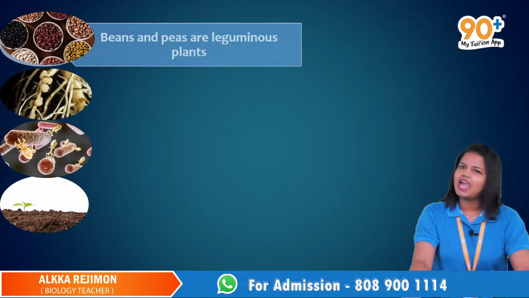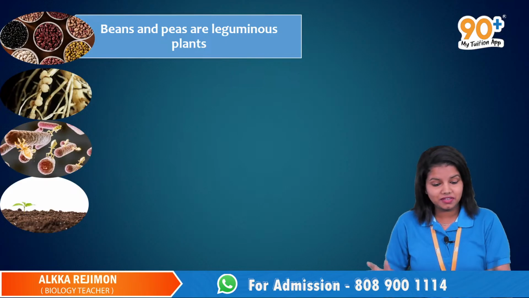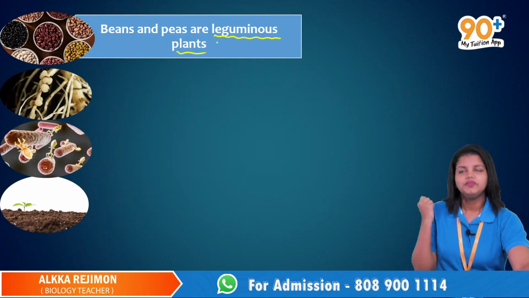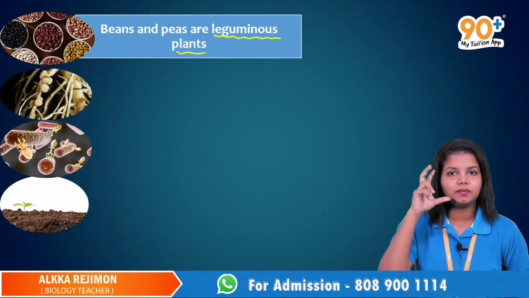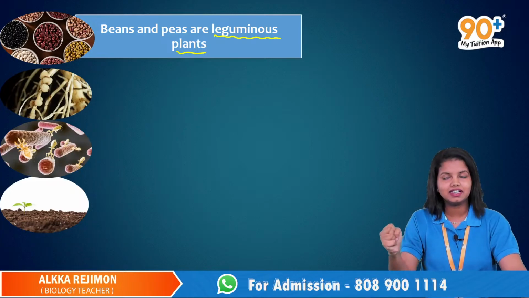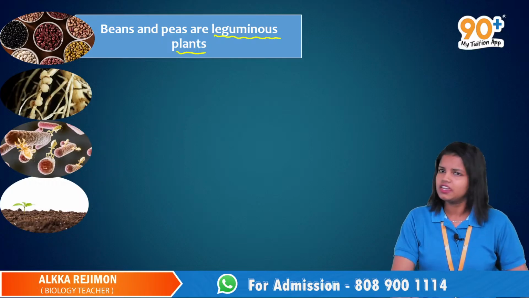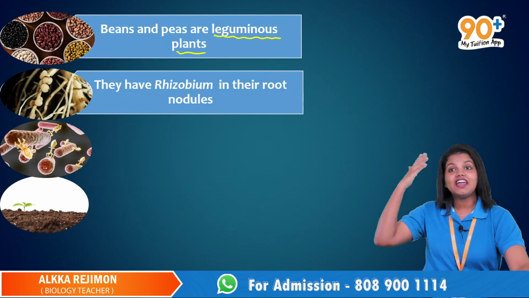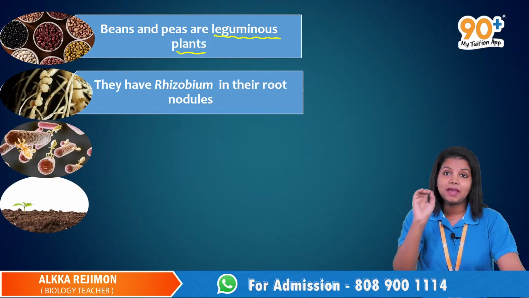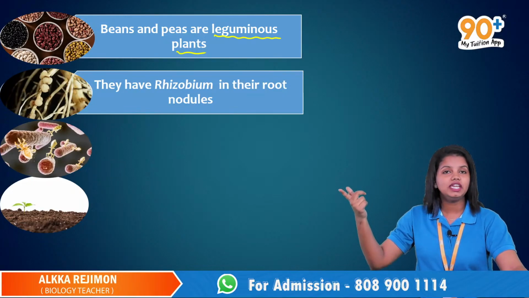Okay, so the answer is simple. Beans and peas come under the family of leguminous plants, or leguminosae. Our beans and peas, our pulses, are in the category of leguminous plants. And what is the speciality of leguminous plants? Yeah, you know it already. Yes. They have rhizobium in their roots. Rhizobium is a bacteria which is present in the root nodules of the leguminous plants.